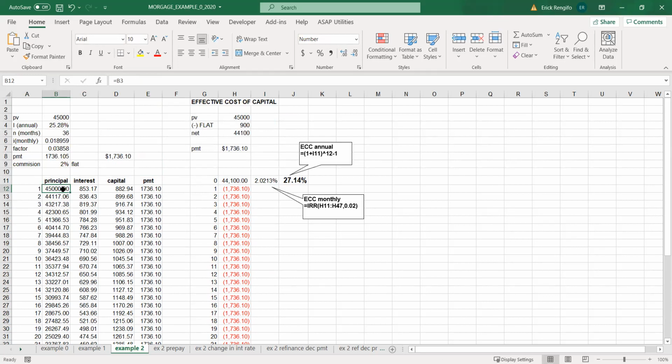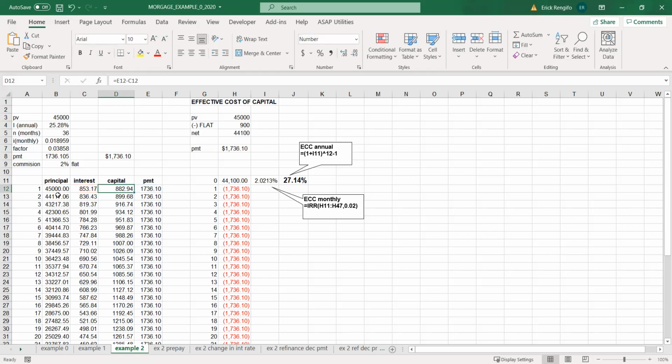Then my principal at the beginning is my $45,000. And then my interest, this is the one that you need to compute, is always going to be what is remaining as principal times my monthly interest rate. That's why the monthly interest rate is fixed, because I'm assuming in this example the interest rate doesn't change. And my capital is simply the difference between the payment and the interest. And then you get your capital.